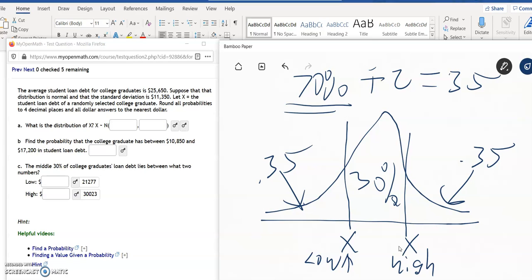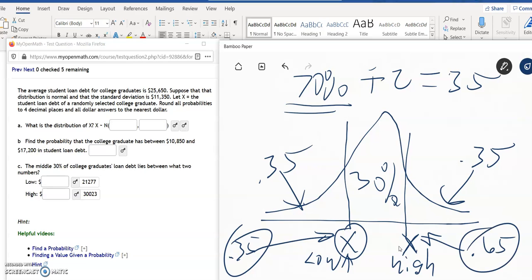So for the lower number, I'm going to use 0.35 as my input for the norm.inv. For the second one, left to right, when I add up these two probabilities, what do I get? 0.65. So I'm going to use 0.35 and 0.65. For the first one, it's whatever this is, and for the second one, it's this plus that, so 0.65.